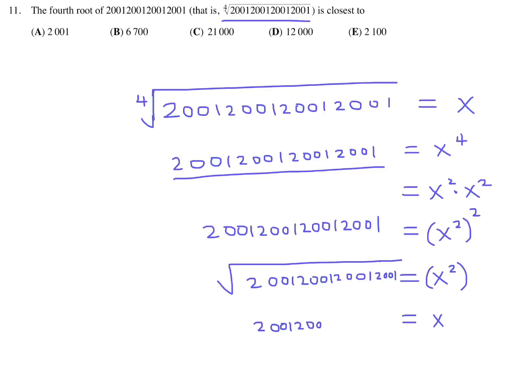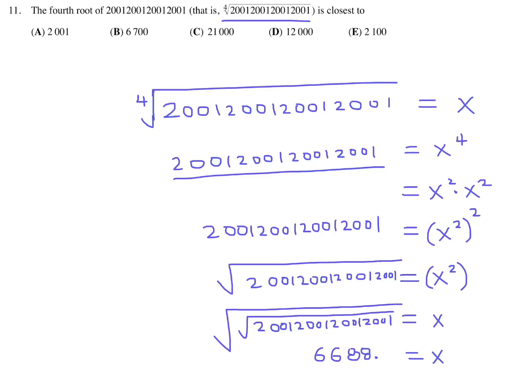So I know it gets kind of cumbersome to write it out, but you can do this on your calculator. Most calculators nowadays can go, if you turn it sideways on your phone, you can write out that many digits, 16 digits. So write it out, then take the square root once, and then take the square root again, and you will get a number that is approximately 6688.4. And that number is closest to choice B for number 11.